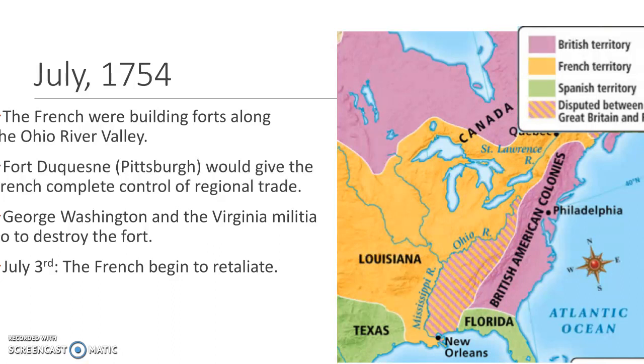Now, there was a very important fort, Fort Duquesne, which is now known as the city of Pittsburgh, which if the French were able to establish and defend control over that fort, they would ultimately have control over trade in the entire region, and the British were terrified of that potentially happening. Now, this is actually the first time that we hear from George Washington here in this course. George Washington is a young man, he's a young soldier, and he's leading the Virginia militia. So the British tell them that they need to head up to Fort Duquesne and destroy it before the French can take it over. And on July 3rd, 1754, the French retaliate or fight back.